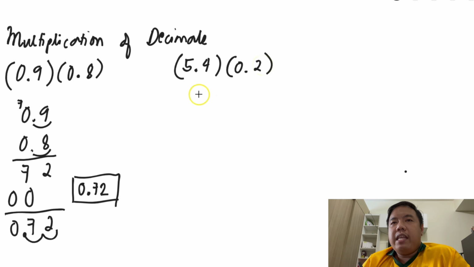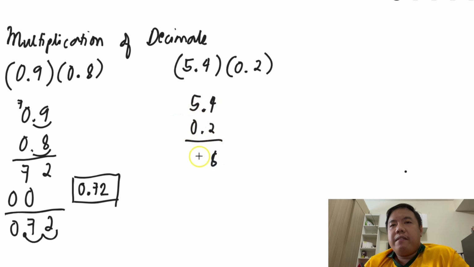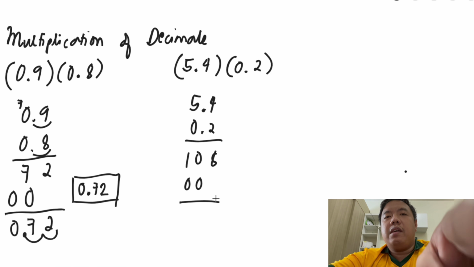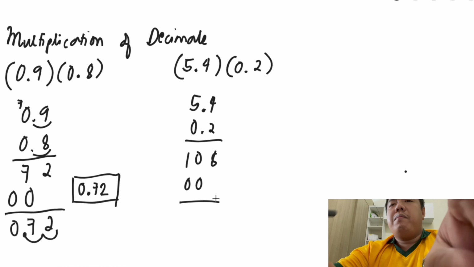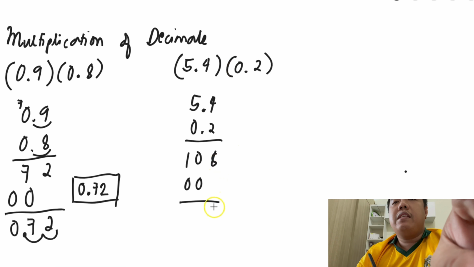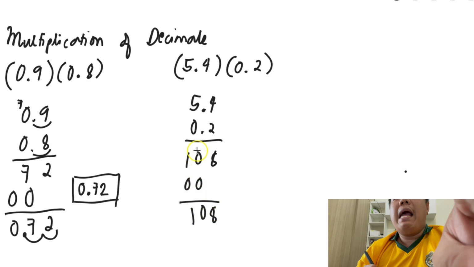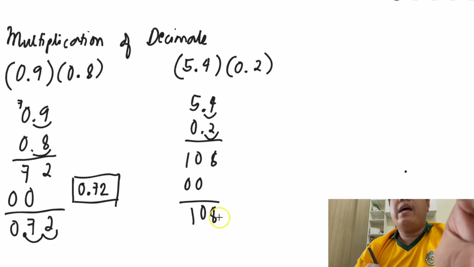So, multiply again. 5.4 times 0.2. And then, multiply. 2 times 4 is 8. 2 times 5 is 10. 0 times 4 is 0. 0 times 5 is 0. So, what will happen? We're going to have our answer to be what? The answer will be, bring down, so 8, 0, and then 1. Ilan po lahat ng decimal places? 1, and then 2. So, bilang 1, 2.